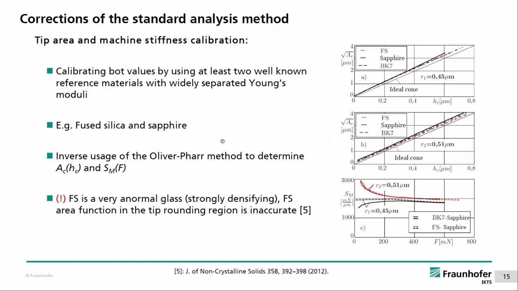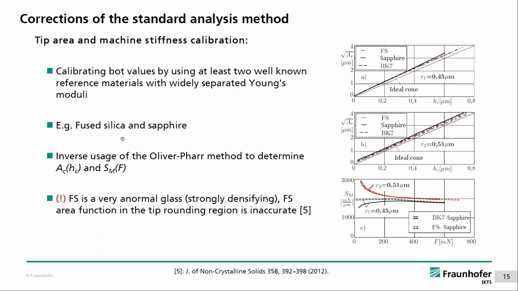And how do you do this? You use the standard treatment, but in an inverse way. So you take materials where you know the Young's modulus, and most commonly used is fused quartz, fused silica for this, and you make indents in it, and then you use the Oliver-Pharr method reversely to then get the area function on contact, so the function of the contact area over contact depth.